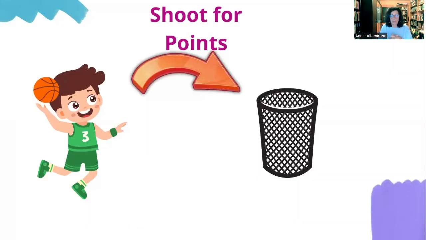Another one is shoot for points. We often need to review things that are not fun, like the past simple or the past participle of the regular verbs. So instead of having a traditional or classical Q&A, we can use a large container, for example, a waste paper basket. You give students a ball and you have them shoot for points.